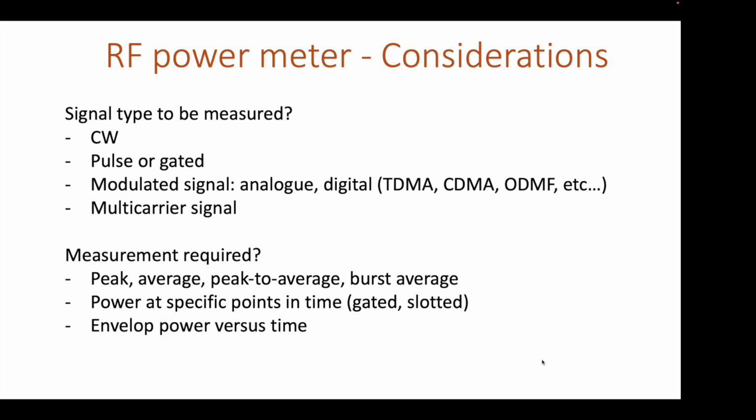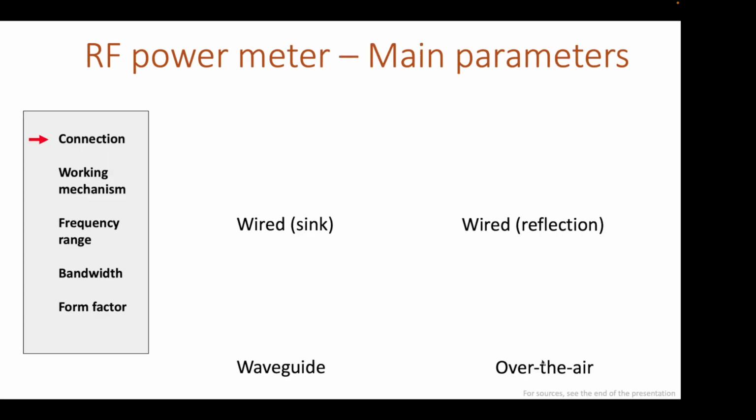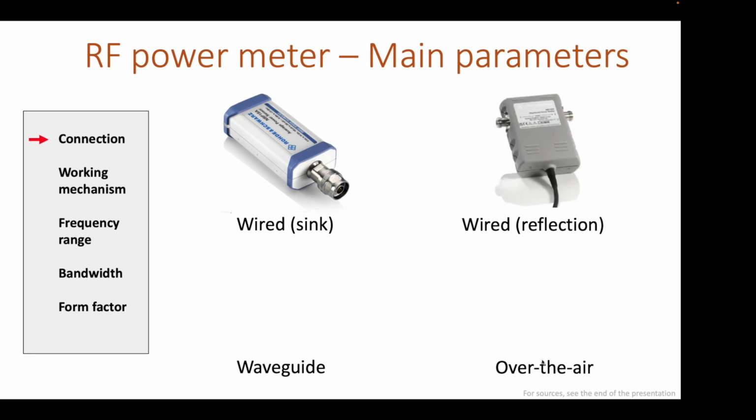Now, let us look at some of the main parameters of these devices, and first I'll be talking about what way they're actually connected to whatever we want to measure in power. So first of all, we got the wired connection, the most common type of power meter, and that will be a power meter. Here you see a sensor for that, directly connected to the transmitter. So it acts as a sink. It consumes the energy of the transmitter. We can also have a wired connection where it's actually in the loop between the transmitter and the load, like an antenna. So that will be a reflection meter.